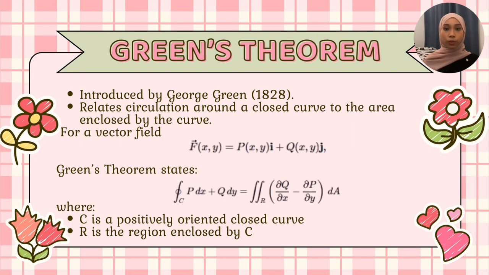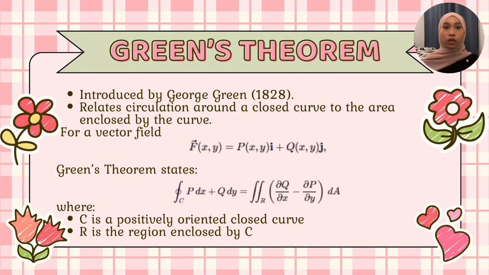Green's theorem was introduced by George Green in 1828. It described the relationship between the circulation of a vector field around a closed curve and the area enclosed by the curve. Consider a two-dimensional vector field given by F equals Pi plus Qj. According to Green's theorem, the line integral of this vector field taken around a positively oriented closed curve C is equal to a double integral over the region R enclosed by the curve.